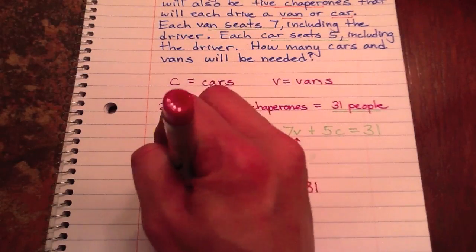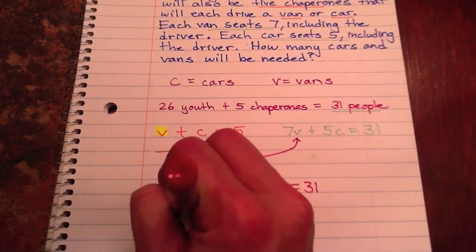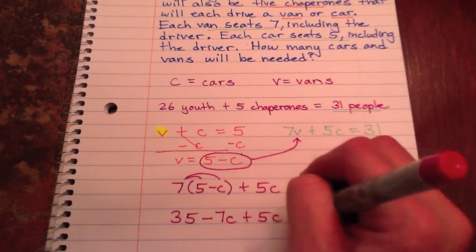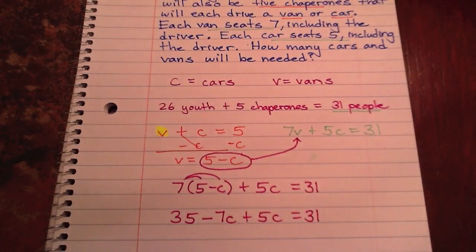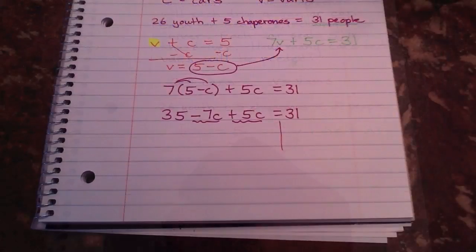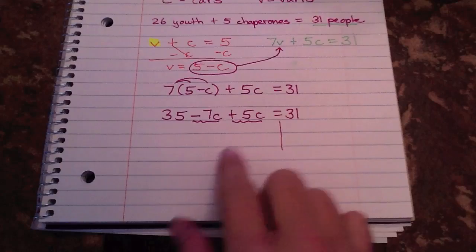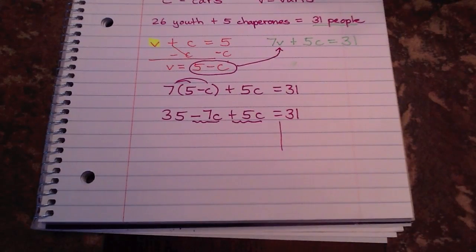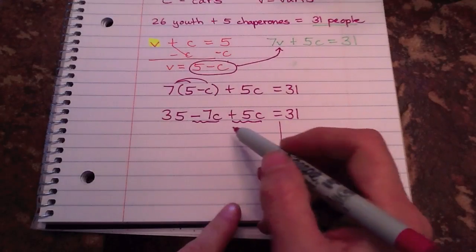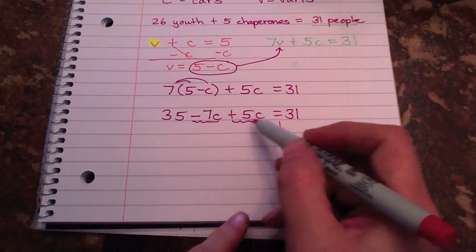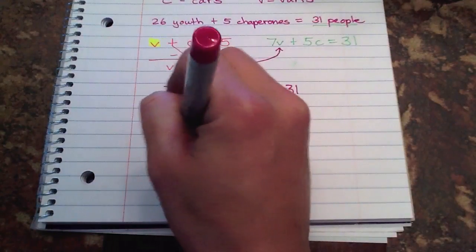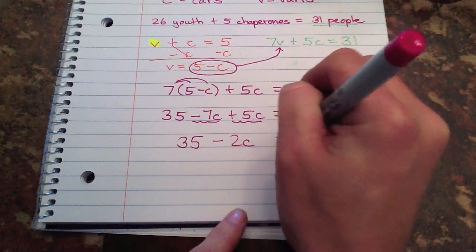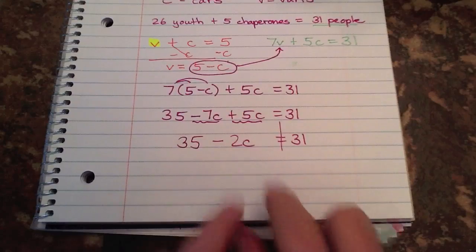Distribute. 35 subtracting 7C plus 5C equals 31. Now you're going to go ahead and combine like terms. They're on the same side of the equation, so just combine them as they are. Negative 7C plus 5C. I have 35 subtracting 2C equals 31. Those are combined.